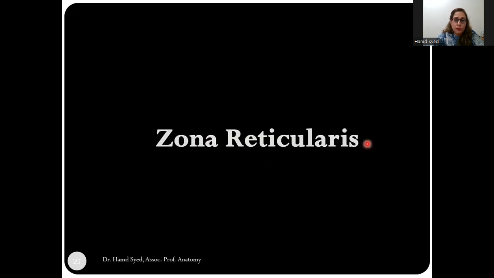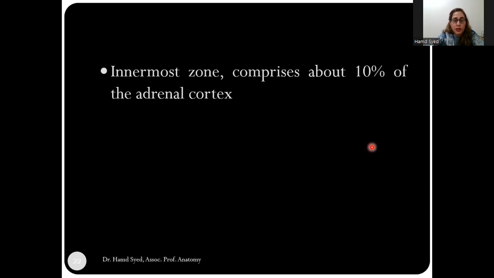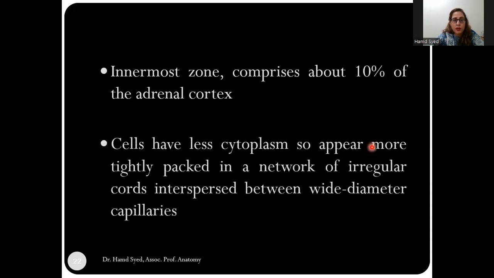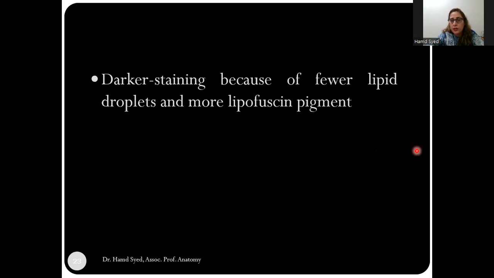Now let's come to zona reticularis. This is the innermost part of the adrenal cortex. The innermost zone, which makes up just about 10% of the adrenal cortex, has cells with less cytoplasm, so they appear more tightly packed in a network of irregular cords interspersed between wide diameter capillaries. So here you can see that the cells appear tightly packed because of having less cytoplasm, and also they are darker staining because of the lipofuscin pigment, and of course they have fewer lipid droplets.